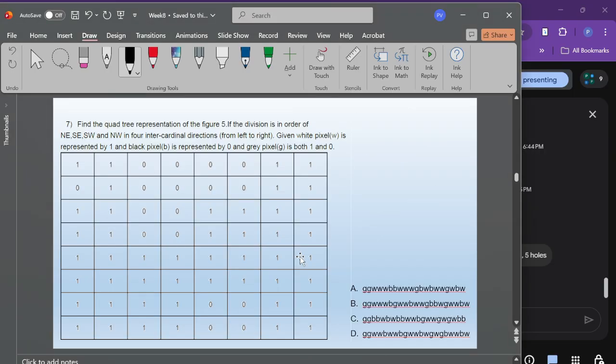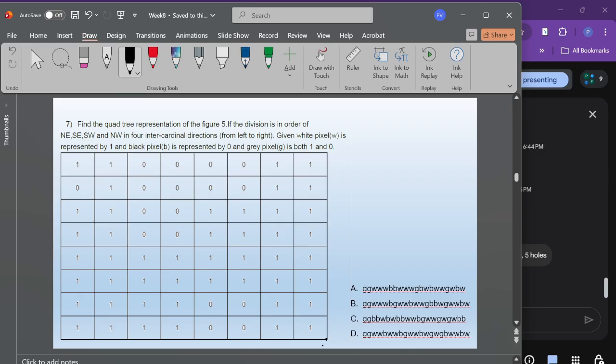Okay. So now moving to our next question. Our next question is to find the quadtree representation of figure 5. So this is our figure 5. Here the division is in the order of NE, SE, SW and NW. That is northeast, southeast, southwest and northwest, the four cardinal directions from left to right.